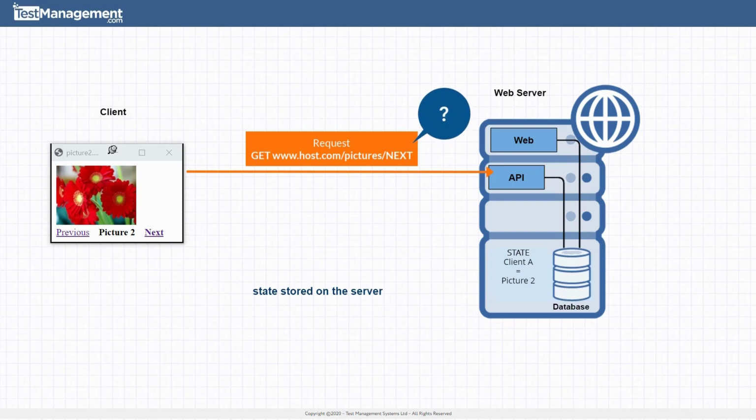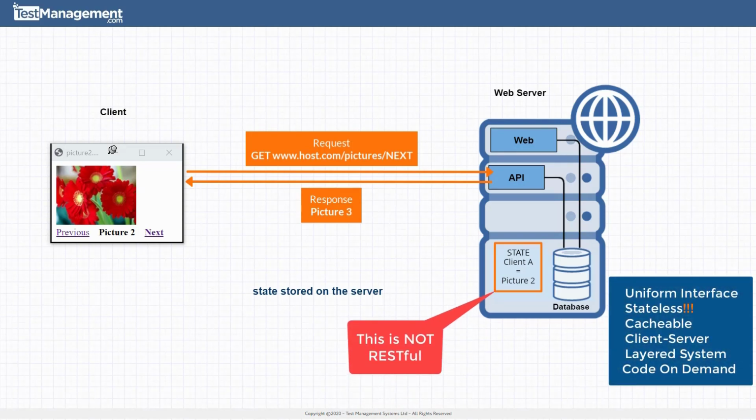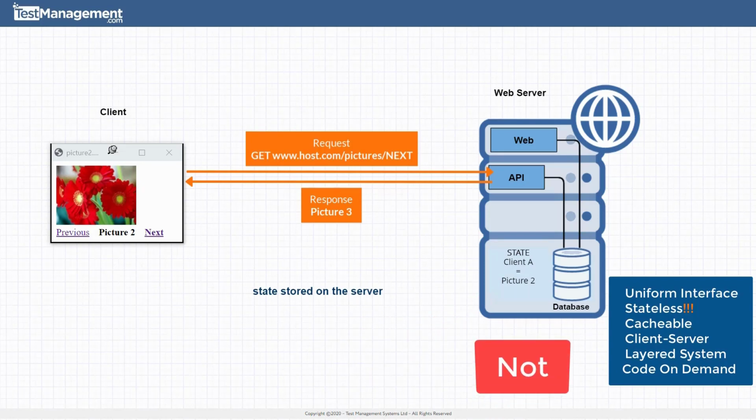So how does the server know what the next picture is? Well, for that, the server needs to know what picture the client is already looking at, so that the server can send the next picture, which is picture 3. So essentially, the server is storing and recording the current state of the client in order to know what the next picture is. Now, this is not a RESTful API. The server has to remember the client state, which goes against the stateless principle of a RESTful API.